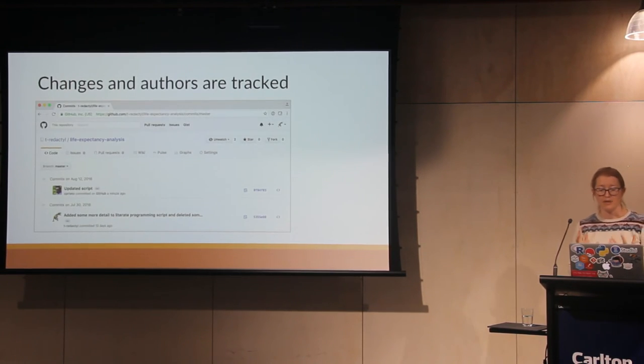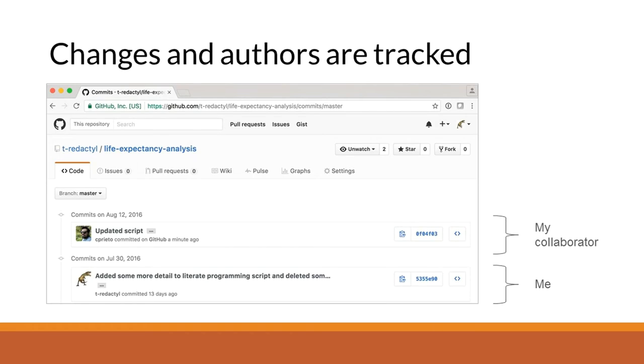A really important part of collaborating using GitHub is that the contributions of each author are tracked. As I said, that's an issue when you're trying to manually integrate things. So it's really important to have this kept track of if someone's made a really confusing change and you need to go and query them for justification as to why they made it. You can see in this example that GitHub marks who contributed what really clearly. At the bottom, you can see the latest commit that I made to the project. And above that, we've got the contribution that my collaborator made.